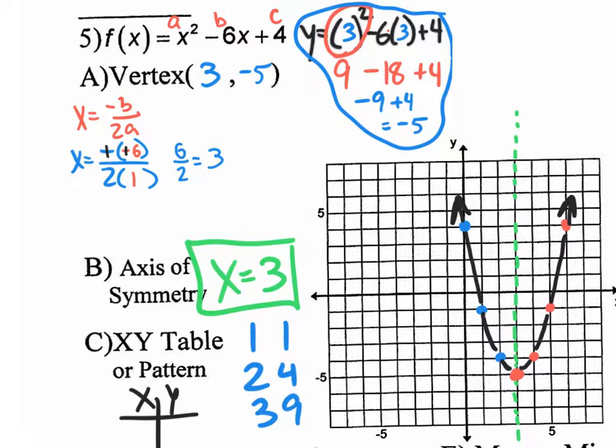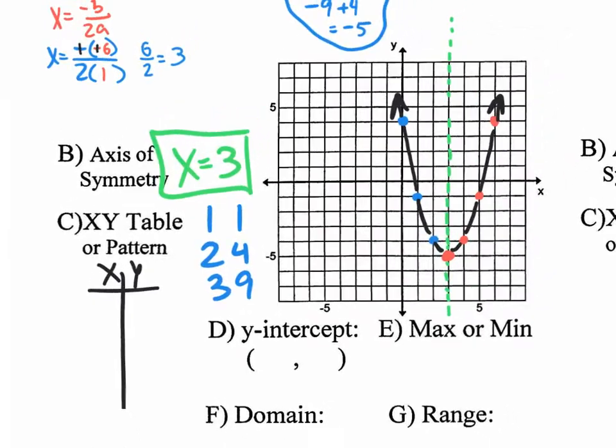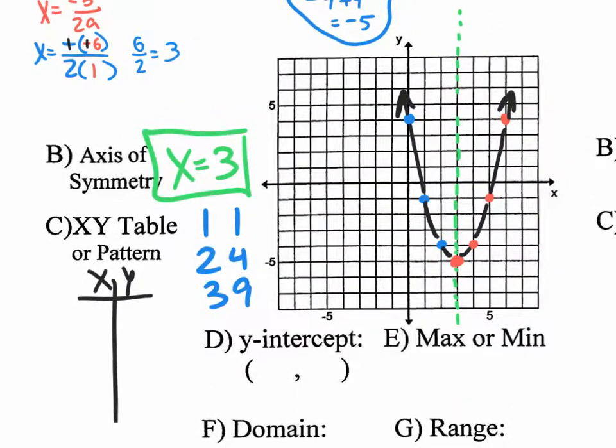And then we continue on. I mean, the most points on this question comes from this perfect graph that we've done. But let's continue on and answer the rest. So letter D, it says the y-intercept. Okay, what does y-intercept mean? It means where your graph crosses the y-axis. So here's my graph. Here's the y-axis. Where does it cross?